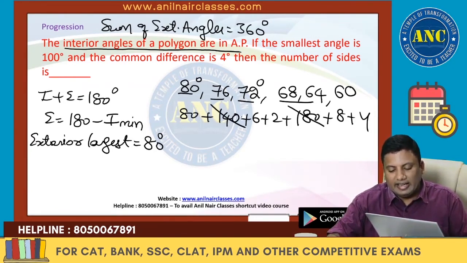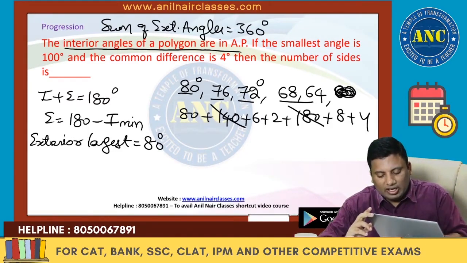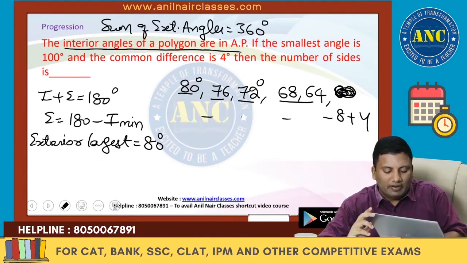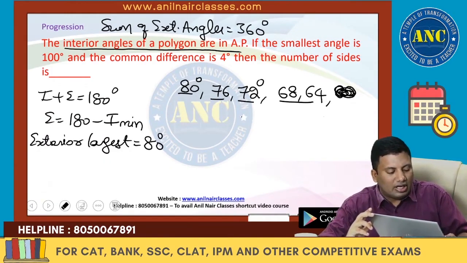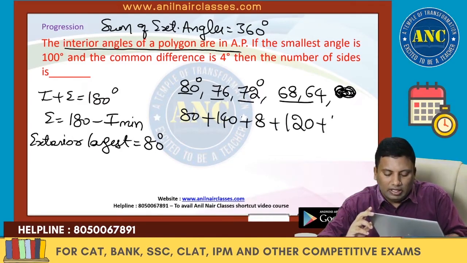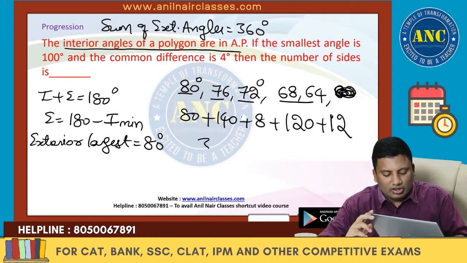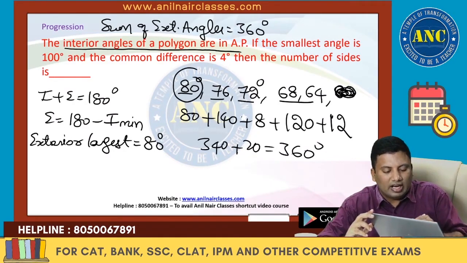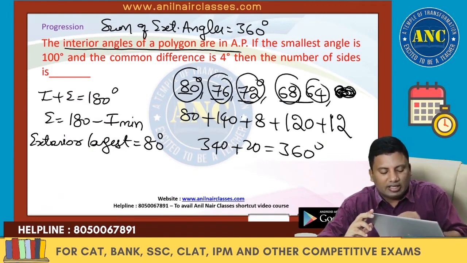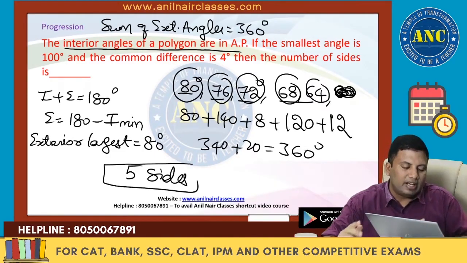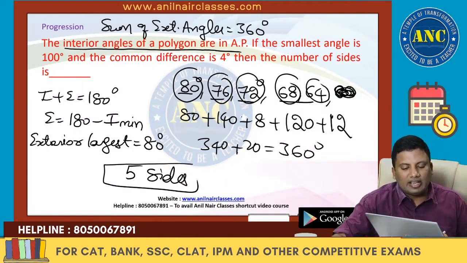It is exceeding, so I will remove this 60. This is how you should solve it: if it is greater than 360, remove that next value. 80 plus 140 plus 8, next 120 plus 12, these 340 plus 20, which is 360. So how many exterior angles did I get? 5 exterior angles. So totally 5 sides will be there.